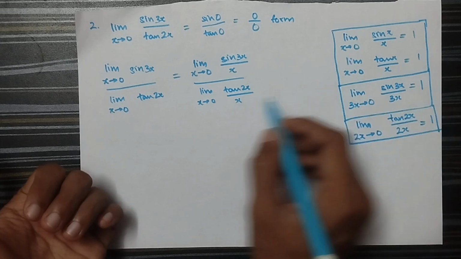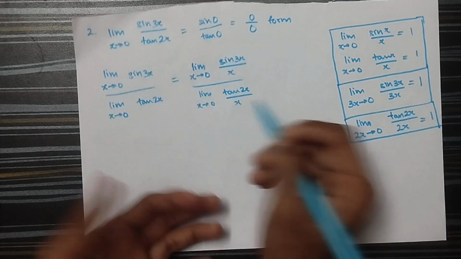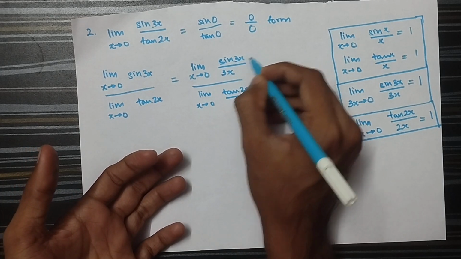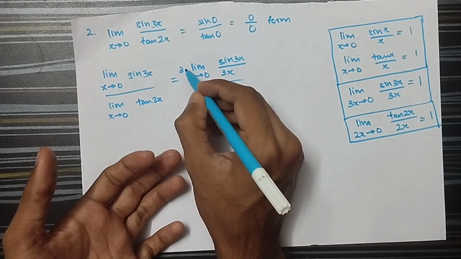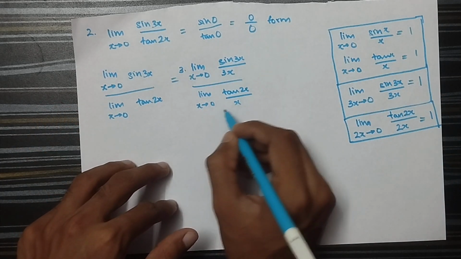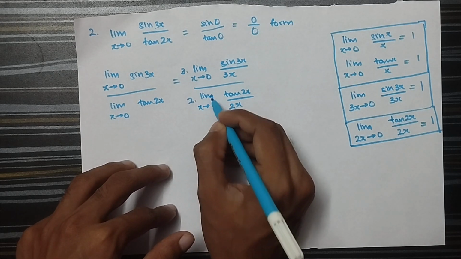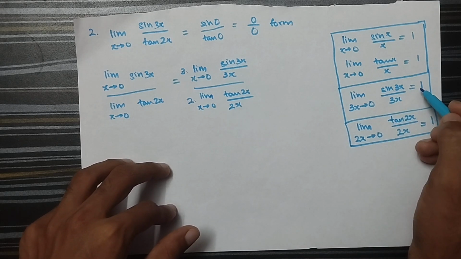And now what do we need? We need a 3 here, we need a 2 here. So what do we do? We multiply a 3 here and we put a 3 in the numerator. I'll put it outside because it doesn't really have to do anything with the limit. So 3 here and 3 here, if we cut it, it nullifies it. Here also we need a 2, so we put a 2 here, we put a 2 here, right? So what is this expression? This expression we just saw, it was 1.